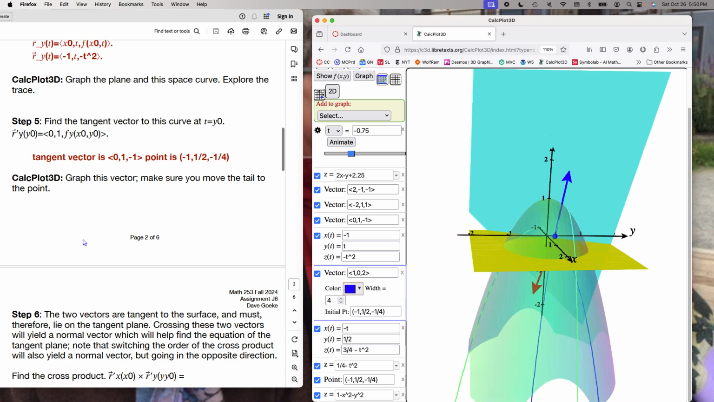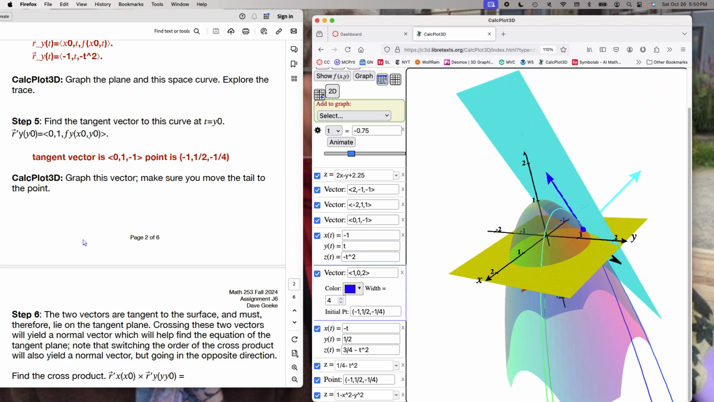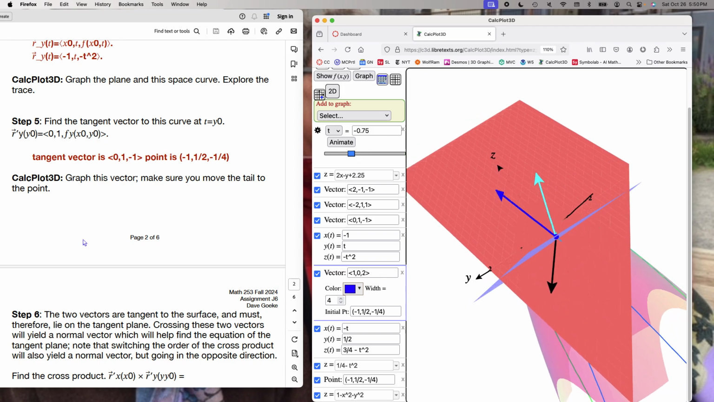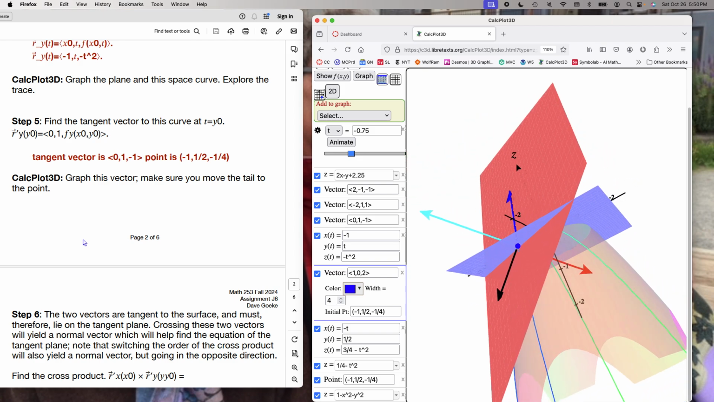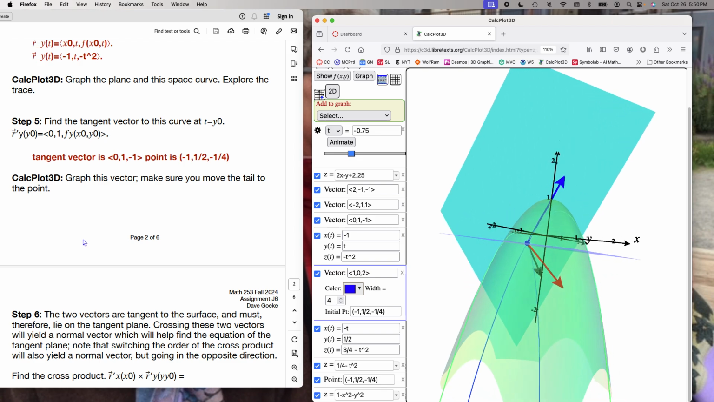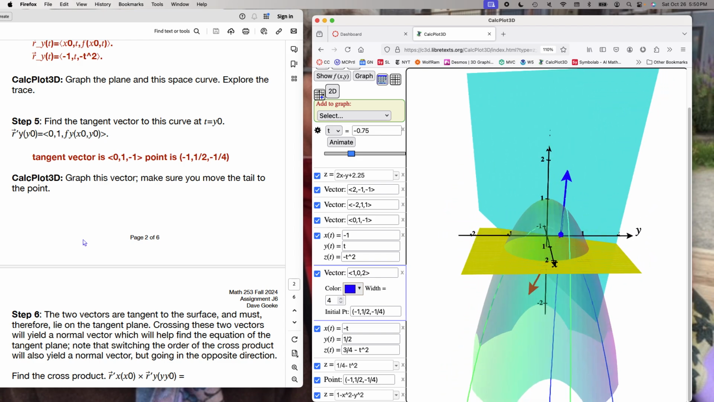Step 5 calls for writing a vector tangent to the curve at t is equal to y sub 0. The direction for this vector is 0, 1, -1, and the point again is -1, 1/2, -1/4.